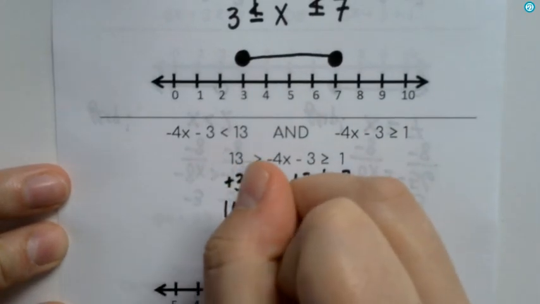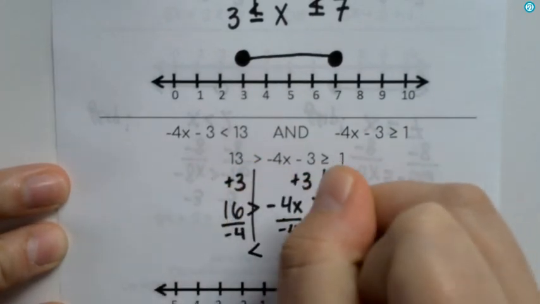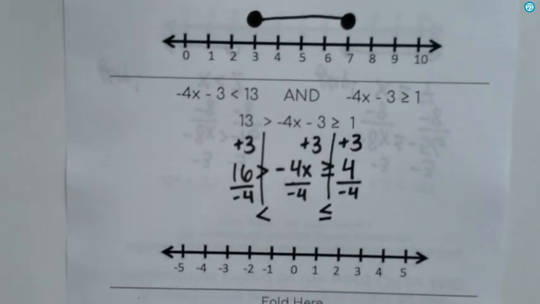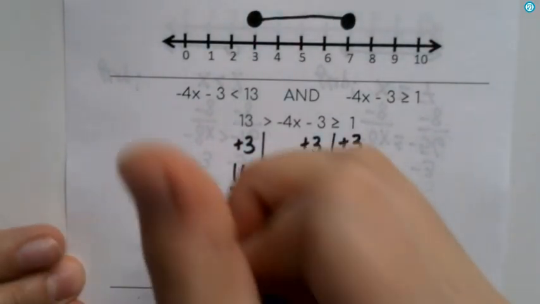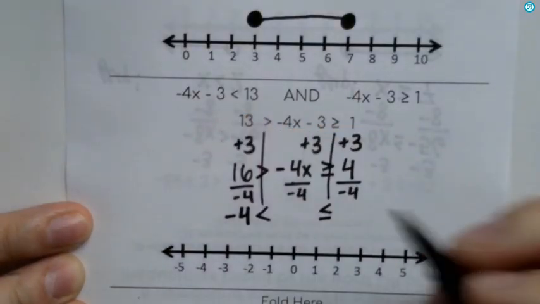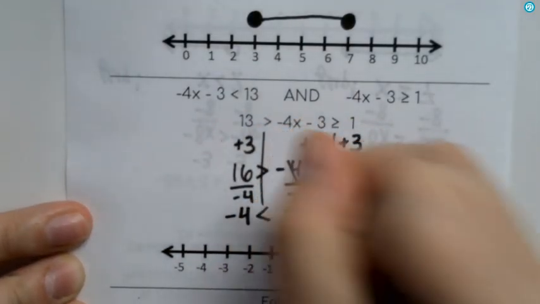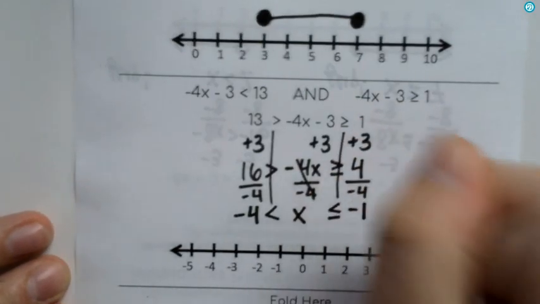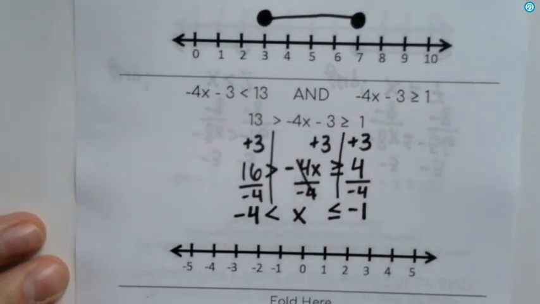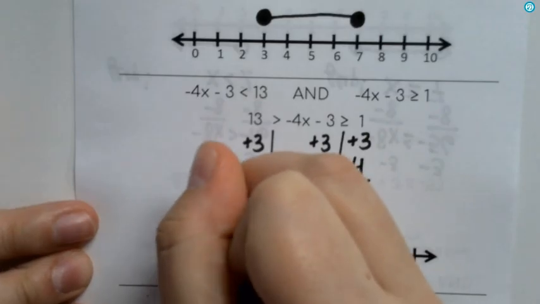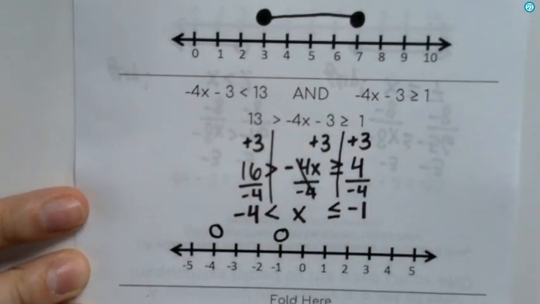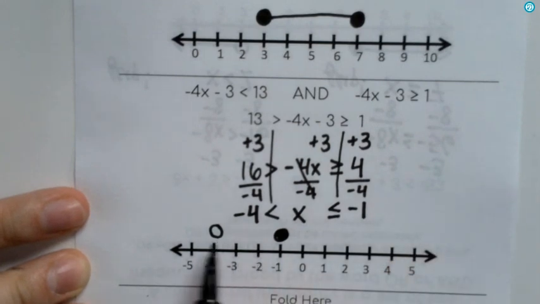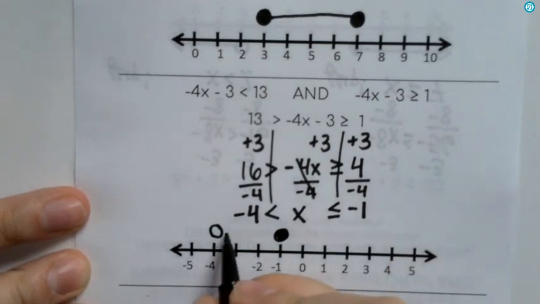So in this one, I flip all of these signs. This becomes a less than or equal to, and that one becomes less than, that one becomes less than or equal to. So now negative 16 divided by 4 is negative 4. These cancel, so I just have x in the middle. And 4 divided by negative 4 is negative 1. So that means my final answers are between negative 4 and negative 1. I do a closed circle at negative 1, open circle at negative 4, and then I connect those.